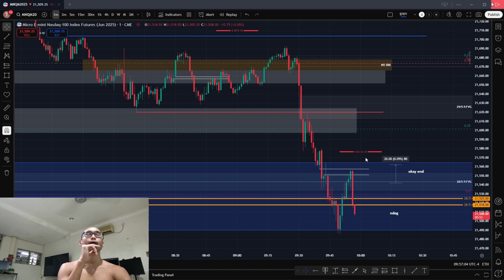and so my entry was multiple confluence. We had the open range gap consequent encroachment. We have the mean threshold of the 15-minute breaker. We have a 15-minute BC discount that's not inside this chart, and we also have previous day new day opening gap, and we punched through and we traded higher, and we also have this inversion fair value gap, and we also have yesterday's first presented fair value gap.